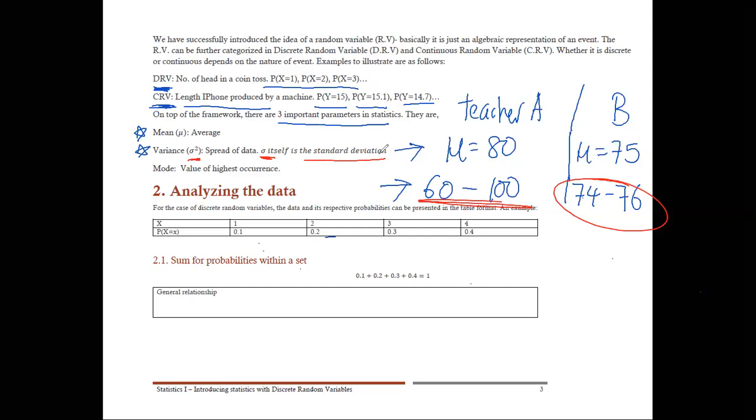Of course, the last parameter that we look at is the mode, which is the value of the highest occurrence. So now we are done with the formatting. Remember, for statistics, what we are interested in is to assign a random value to an outcome. So this framework helps us to study probability or statistics itself better.